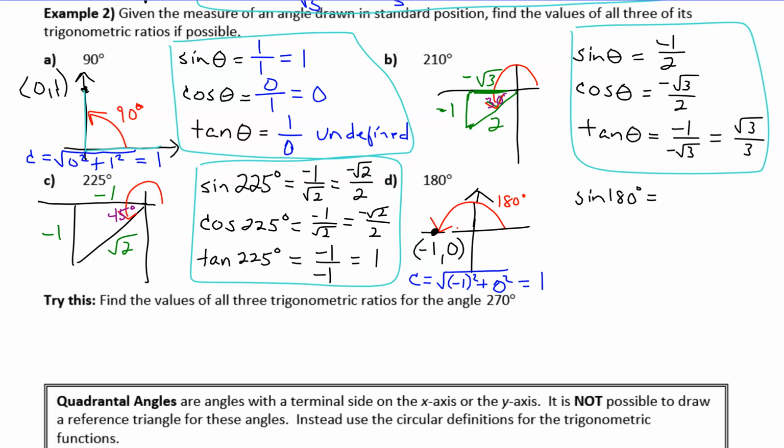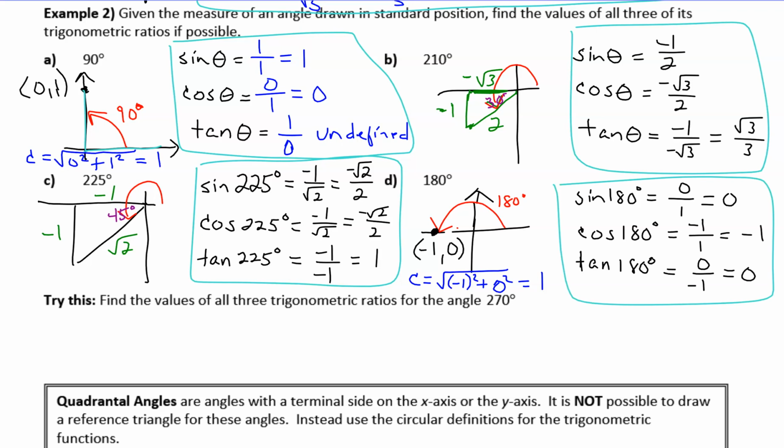Sine of 180 is opposite over hypotenuse. Our opposite side is the vertical side, so its value is 0, and that simplifies to 0. Cosine of 180 is adjacent over hypotenuse, and our adjacent side is always horizontal, so it is negative 1. And negative 1 over 1 simplifies to negative 1. Tangent of 180 degrees is opposite over adjacent, so that would be vertical over horizontal, and that simplifies to 0. All right, try the example below on your own.